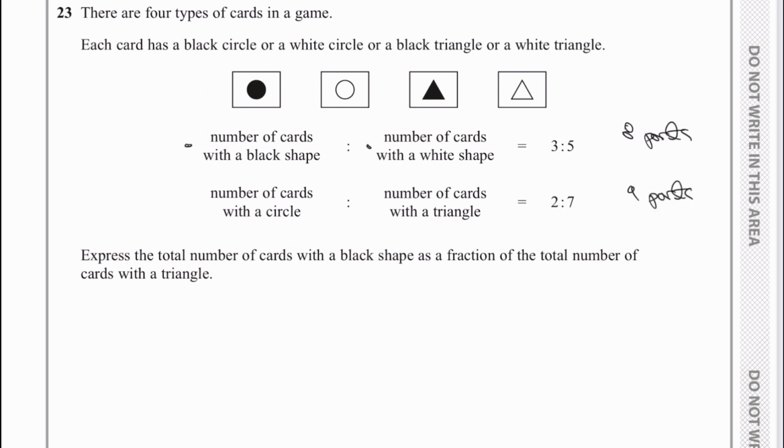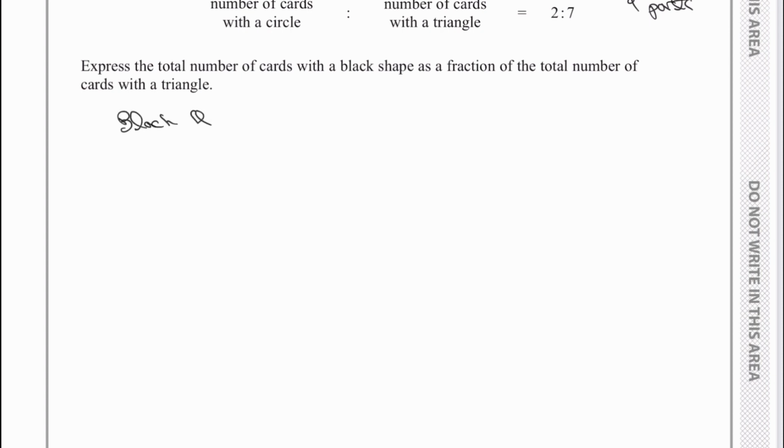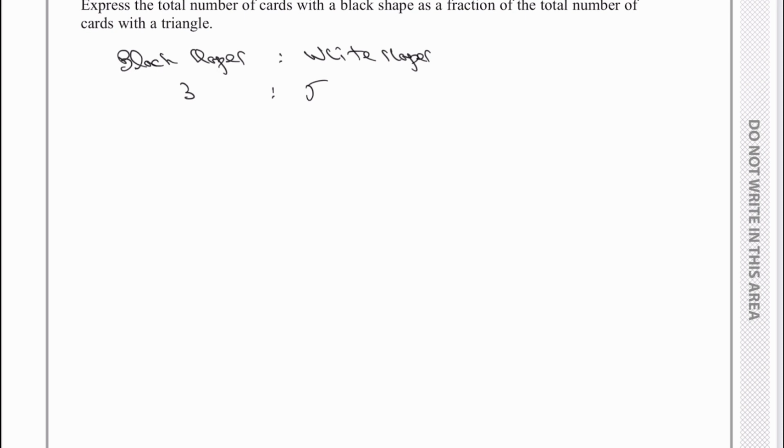Okay, so really we've got to take that and see if we can make a little bit more sense of it. So what I'm going to do is write it slightly differently. At the bottom here I've got black shapes to white shapes, and that's going to be equal to 3 to 5. Okay, and then I'm just taking this information from the very top, and then I've got circles to triangles, and that's in the ratio of 2 to 7.